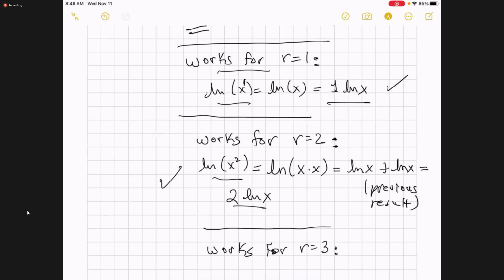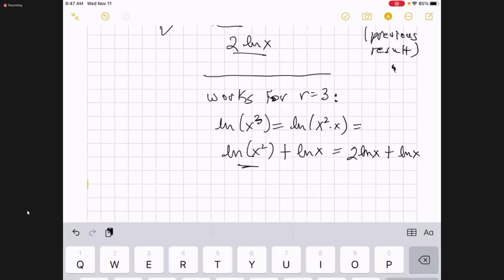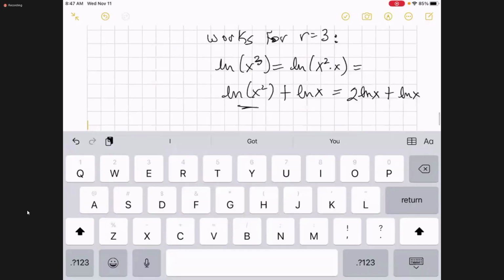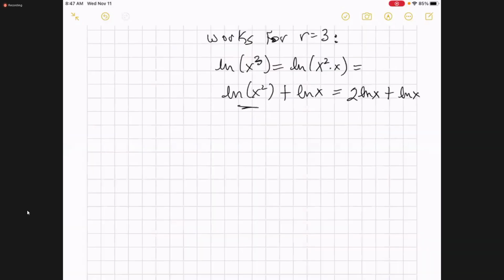r equal to 3 is ln of x squared times x. And by the rule we already proved, that's ln of x squared plus ln of x. But in just the previous step there, ln of x squared is 2 ln of x plus ln of x. And 2 plus 1 is 3. So that's 3 ln of x. So it works for 3.